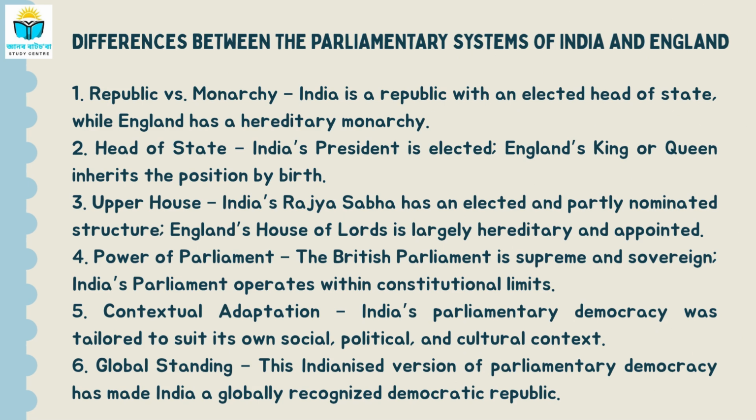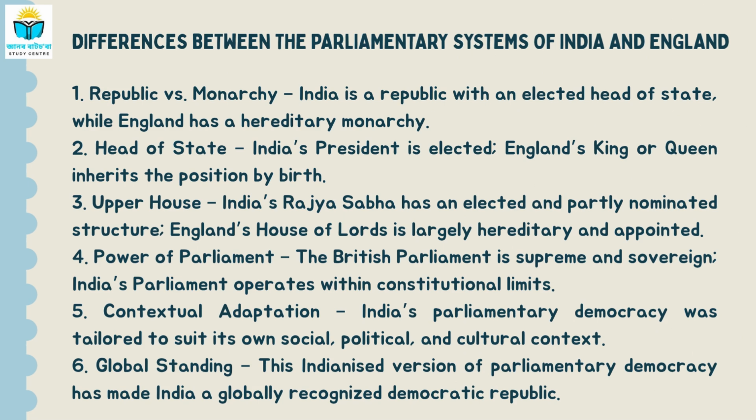2. Head of state. India's president is elected. England's king or queen inherits the position by birth. 3. Upper house. India's Rajya Sabha has an elected and partly nominated structure. England's House of Lords is largely hereditary and appointed. 4th. Power of Parliament. The British Parliament is supreme and sovereign. India's Parliament operates within constitutional limits.